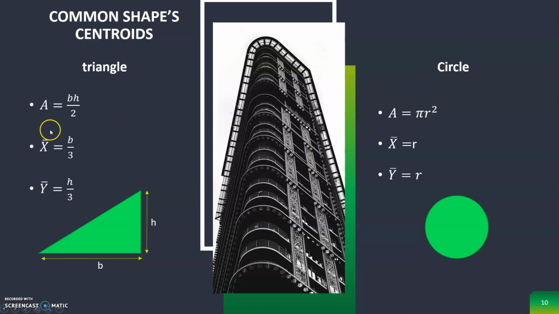Triangles. Area is base times height divided by 2, so 1/2 base times height. And its centroid is always a third of it. So we're always looking at a third of the base and a third of the height. And that puts it at the centroid. Circles, again, it's always just the radius. And so it's just the radius up and the radius over.